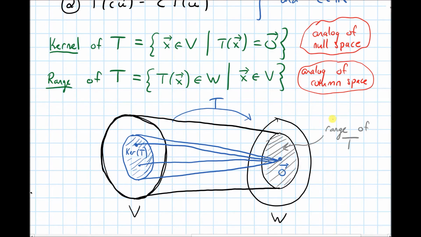But notice that the range lives inside of W. The kernel lives inside of V, inside of my domain. So next we are ready to state a theorem about the kernel and about the range.